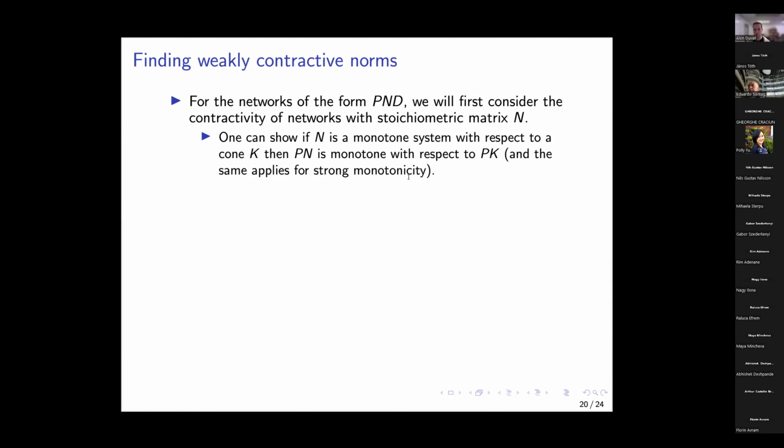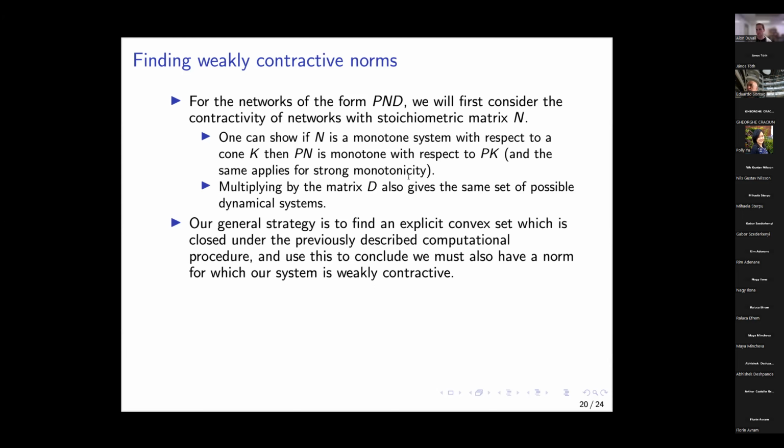And one can show that if the reaction network N is monotone for some cone K, then PN will be monotone for PK. So we'll just look at the matrix ND and ignore P, because if we can find something for ND, we can find something for PND that we're monotone for. And as I mentioned earlier, multiplying by the matrix D does not impact these reversible reaction networks. So we can multiply the reaction networks by 2, and because we assume these very general kinetics, it won't impact the class of dynamics. So these simplifications let us just look at the matrix N for the time being and find the norms that work for that.